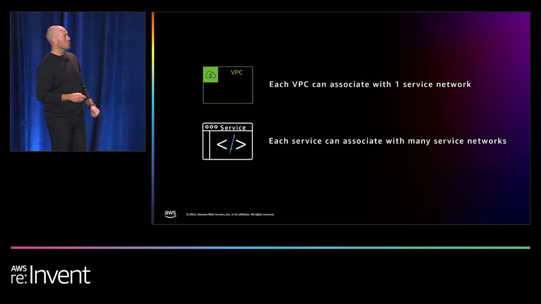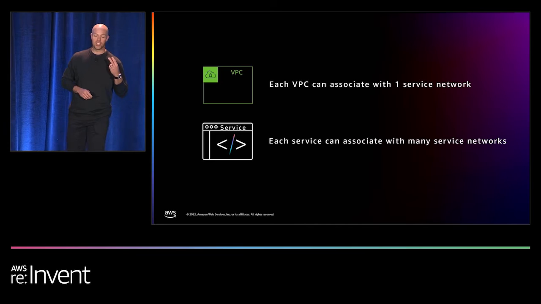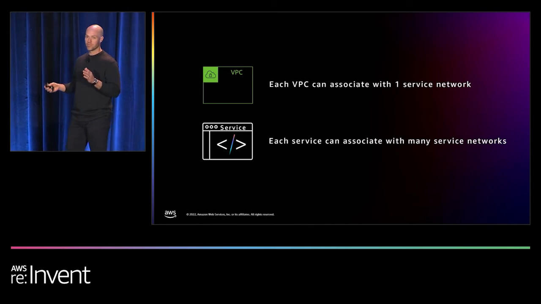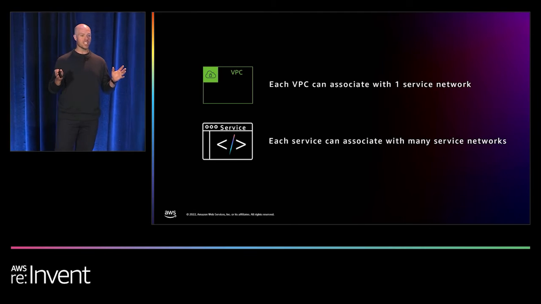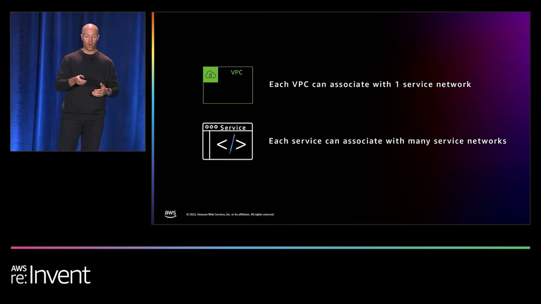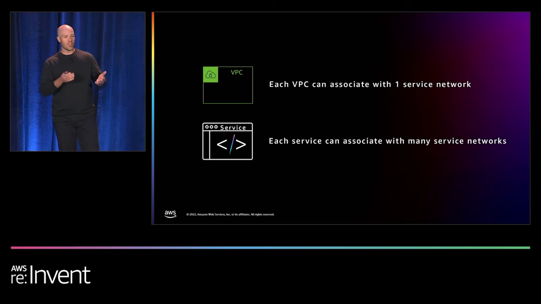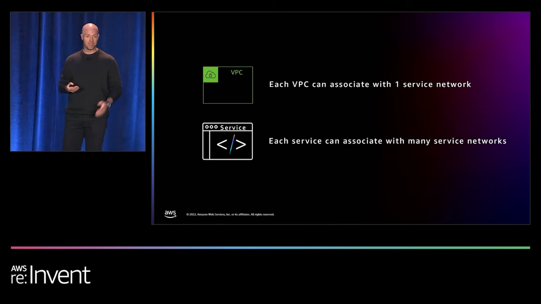Each VPC can associate with one service network. Okay? And each service can associate with many service networks. So it gives you a little bit of flexibility there. If you have a really unique situation for a certain VPC, no big deal. This is why services can associate to many service networks. If you wanted to create a one-to-one mapping of service networks to VPCs, you could totally do that. So it gives you the ability to map it however you need to.